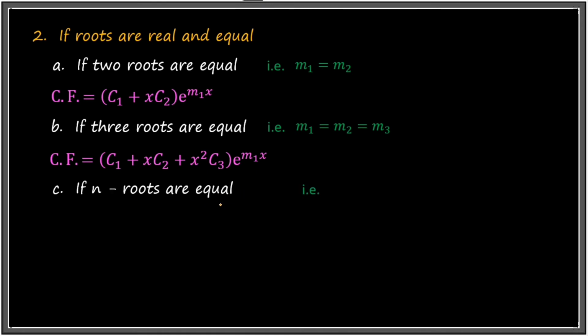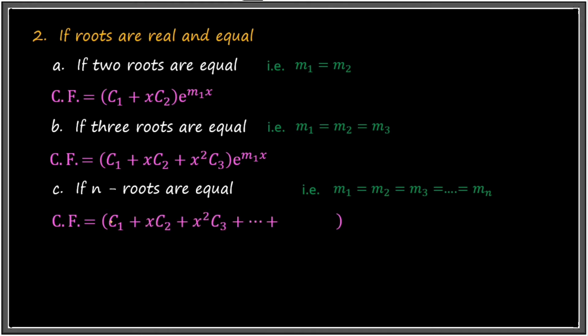If n roots are equal, that is m1 equals m2 equals m3 up to mn, then CF equals, we have to write (C1 plus xC2 plus x square C3 up to x raised to power n minus 1 Cn) e raised to power m1x.